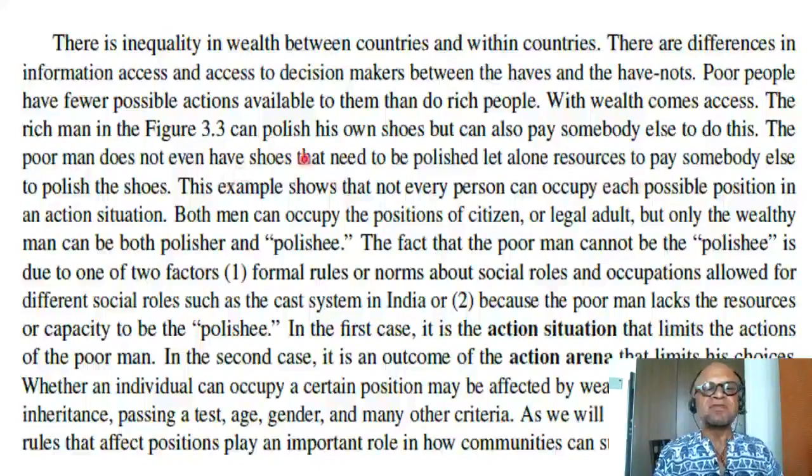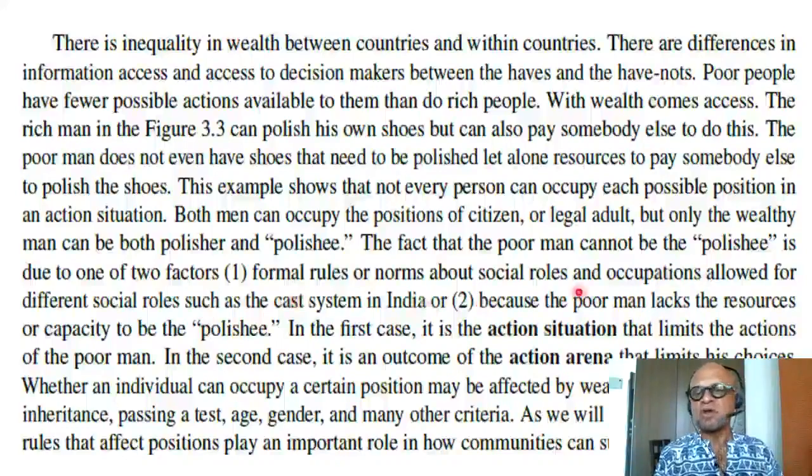The rich man in figure 3.3 can polish his own shoes but can also pay someone else to do it. The poor man does not have the shoes that need to be polished, let alone resources to pay somebody else to polish his shoes. This example shows that not every person can occupy each possible position in an action situation. Both men can occupy the positions of citizen or legal adult, but only the wealthy man can be both polisher and the polishee. The fact that poor men cannot be the polishee is due to one of two factors.